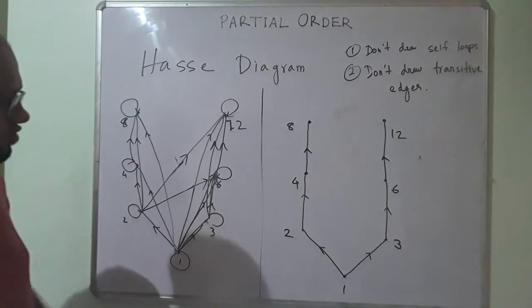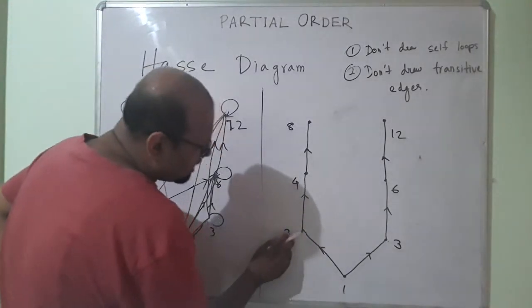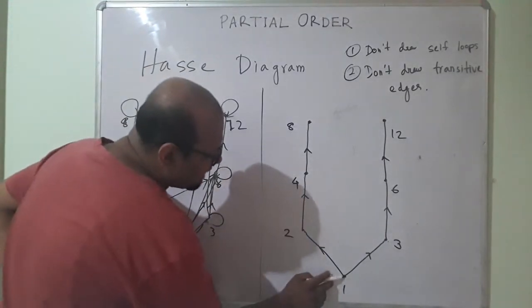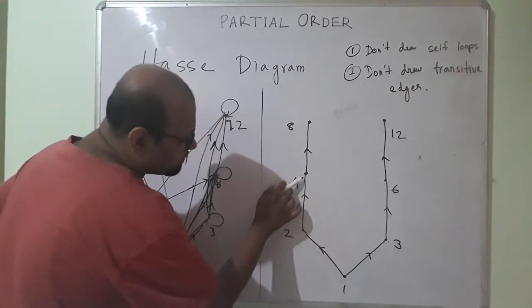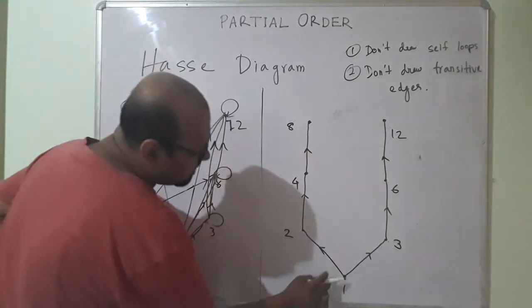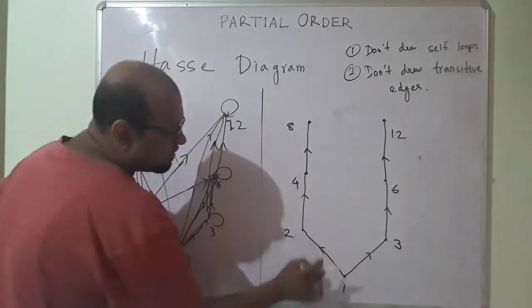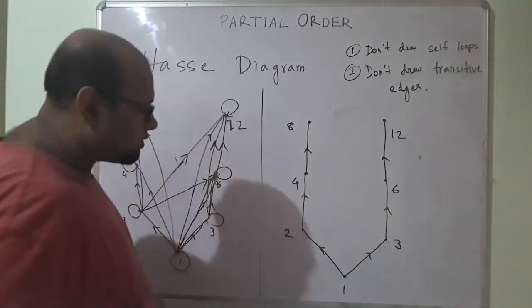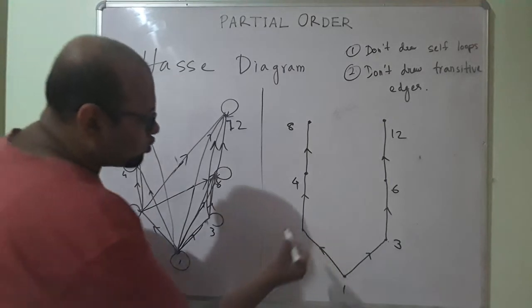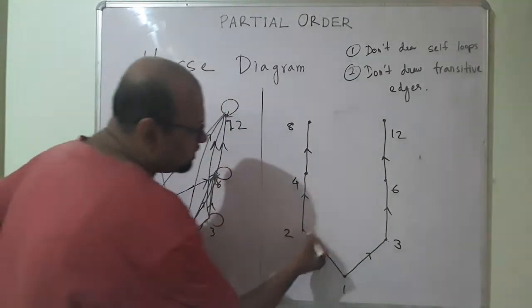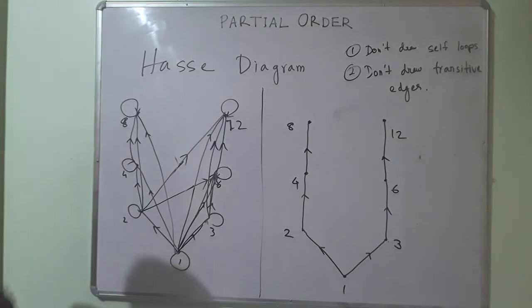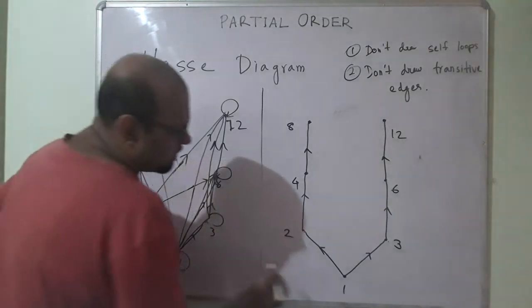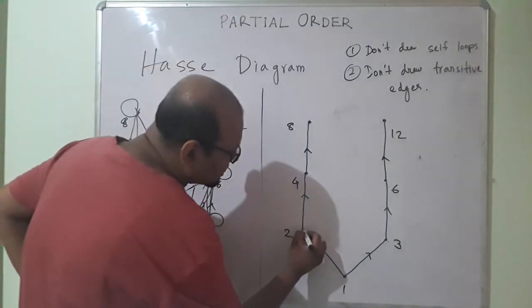Alright. So 1 divides 2 and 2 divides 4. That will imply that 1 divides 4. So 1, 4 should be there. And then 1 divides 4 is there, 4 divides 8 is there. So 1, 8 should be there. But I don't need to draw them. Okay. But 2 divides 6. This is not implied by any transitive relation till now. Okay. So I have to draw this.